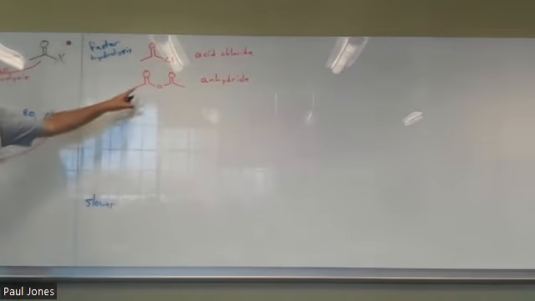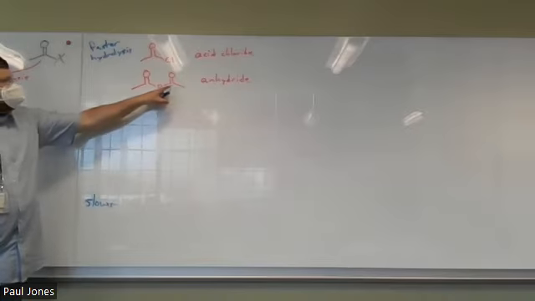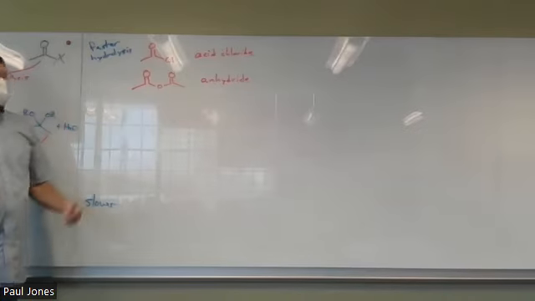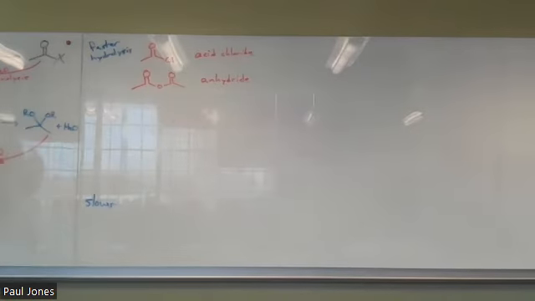And anhydrides. We have the carbonyl, an oxygen, and then another carbonyl. We're going to make that by taking two equivalents of carboxylic acid, putting them together, and pulling water out of it. That's why it's called an anhydride. We remove water. So two carboxylic acids come together, we make this new molecule, and it loses water.